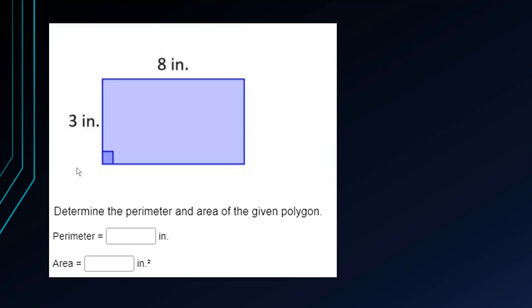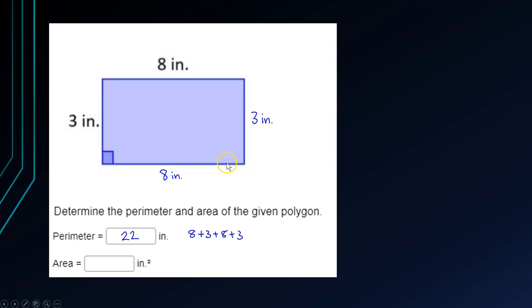For the perimeter, I need to be able to add up all four sides. So, just kind of noting that this would be 3 inches and 8 inches as well. Or using the formula, you do 2 times the length plus 2 times the width. Whichever way you want to help yourself remember it. But if I add these four sides together, I would get a total of 22 inches.